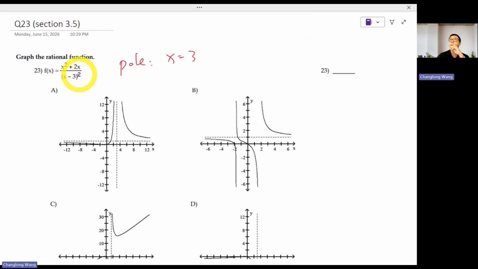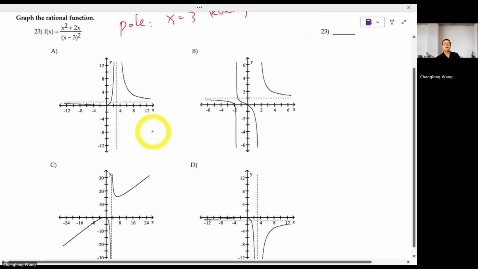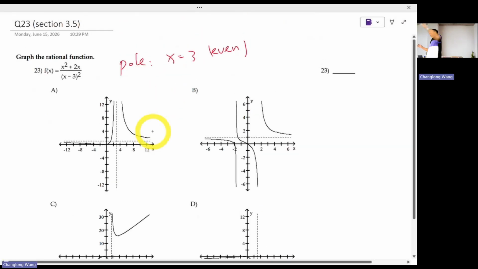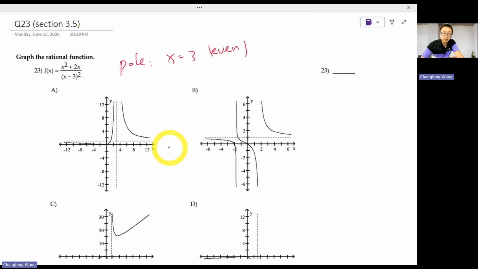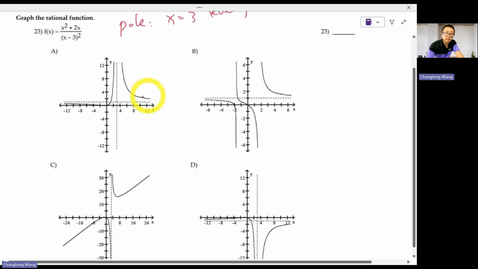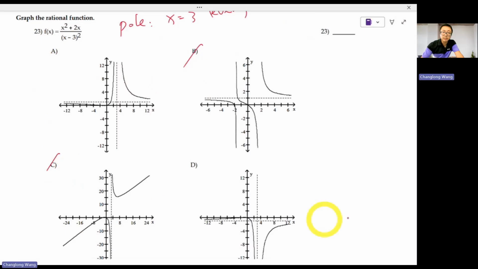Even, power 2, right? So even pole means that it will be a VA associated with that pole, and when the graph approaches that VA, it's going to go either to positive infinity or both going to negative infinity. That's an even pole. So I think that now you should be looking at either A or D. Does it make sense?